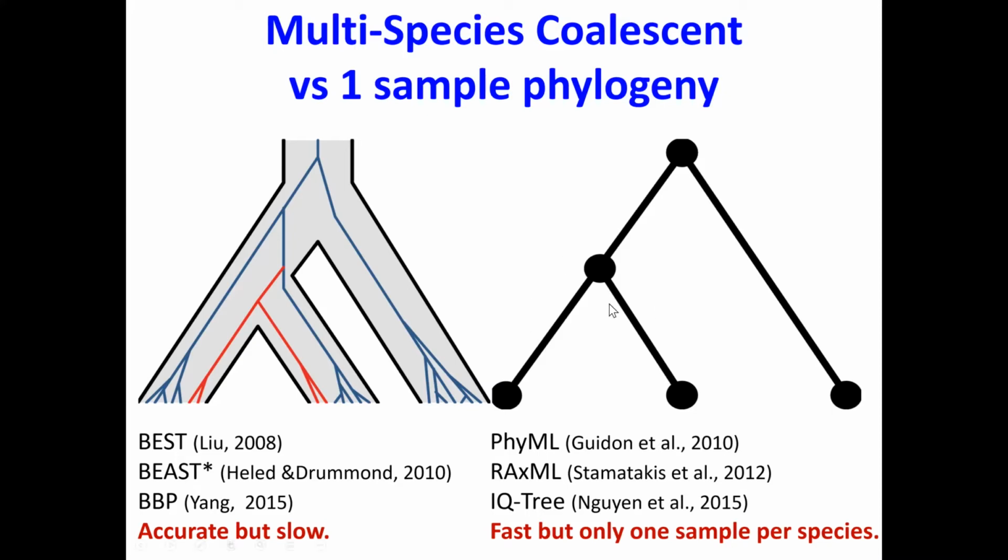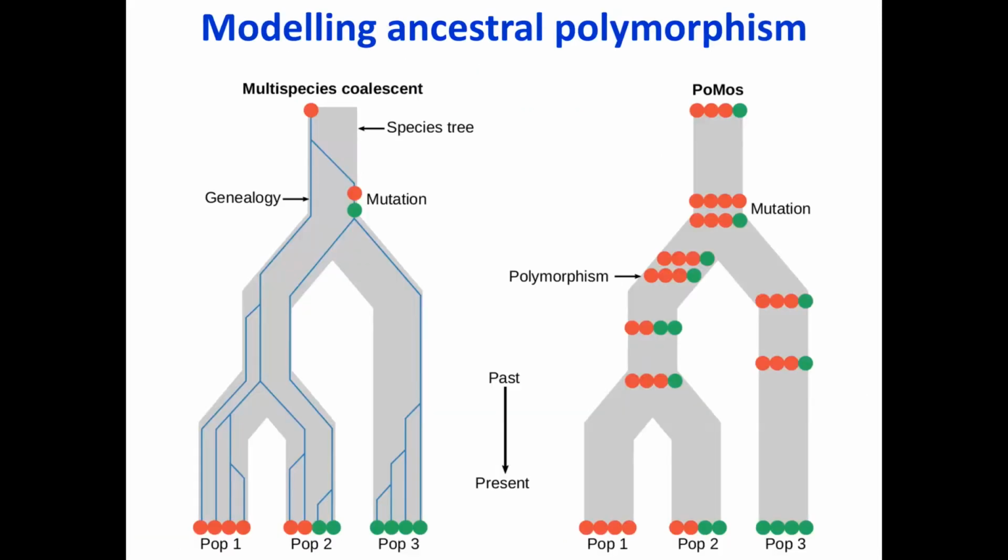And we were trying to come up with an approach which was intermediate, meaning that we wanted to account for multiple individuals, but we were not coming from the population genetics and multi-species coalescent side, which is very computationally intensive. Instead, we were trying to model the effects of these different genealogies and the incomplete lineage sorting.